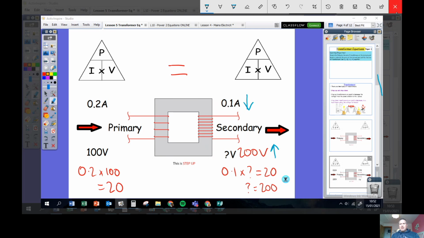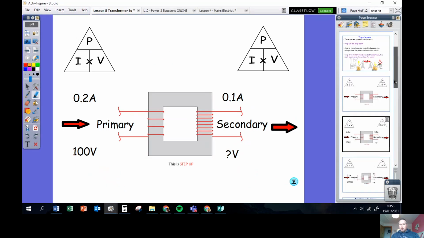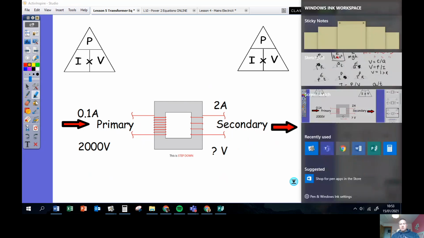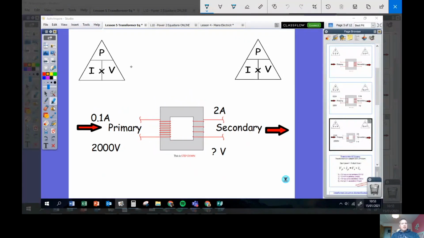Now, not all transformers are step-up transformers. Of course, we can have step-down transformers. So this transformer, for example, takes the power in at 0.1 amps and 2000 volts. It puts it out at 2 amps, but what's its voltage? Well, we just use our same idea. The current times the voltage on the primary side equals the current times the voltage on the secondary side. So let's have a look.